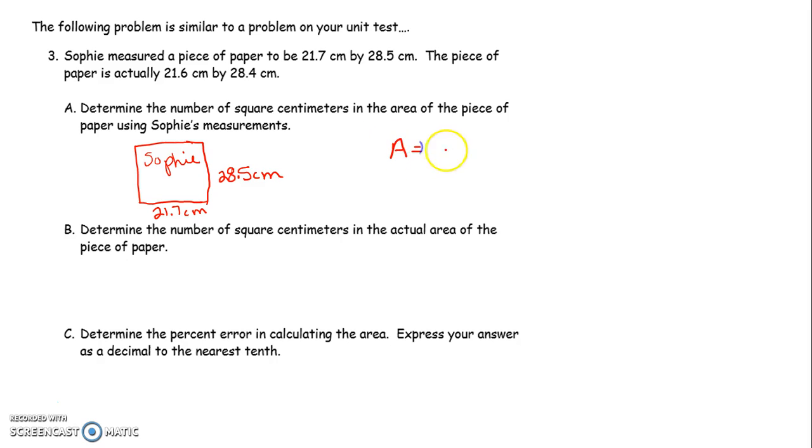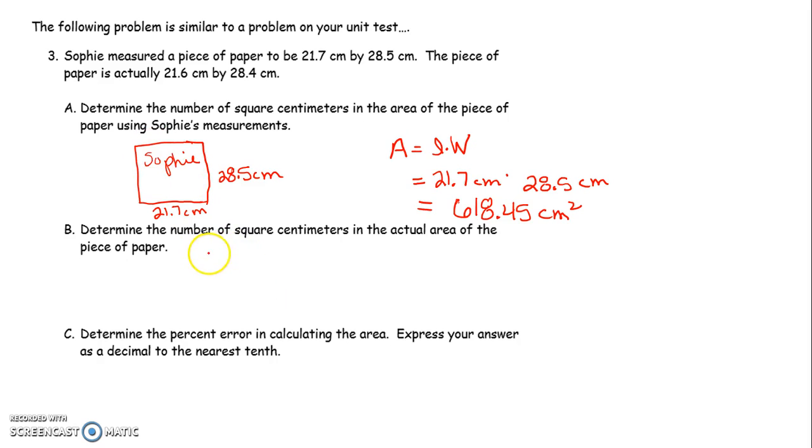To find the area of a rectangular piece of paper, you can do length times width or base times height. So our length, we can say, is 21.7 centimeters times 28.5 centimeters. Again, I'm going to use my calculator: 21.7 times 28.5. You can do this longhand if you want and just double check. 618.45 centimeters squared. Area is measured in square centimeters. It's how many squares would fill up the piece of paper.